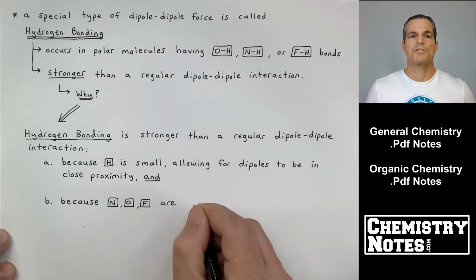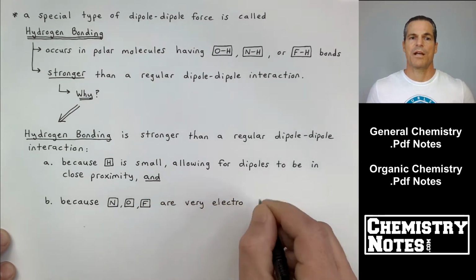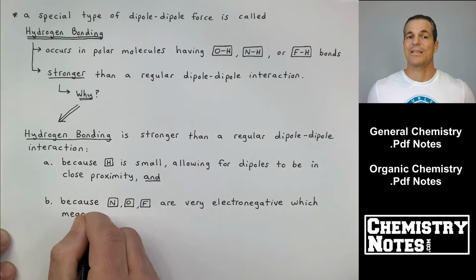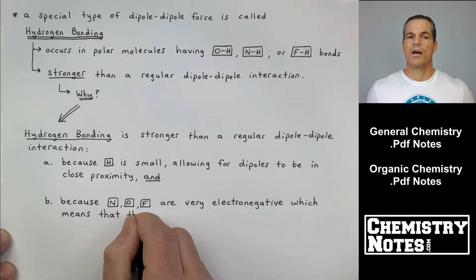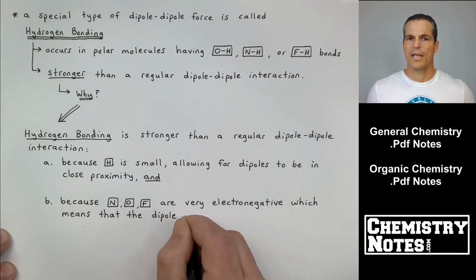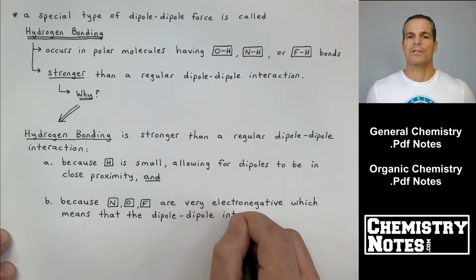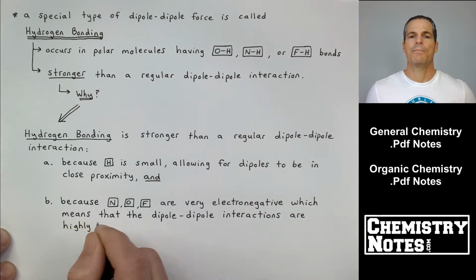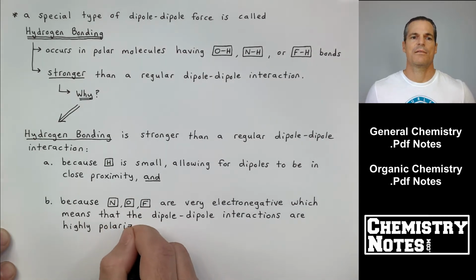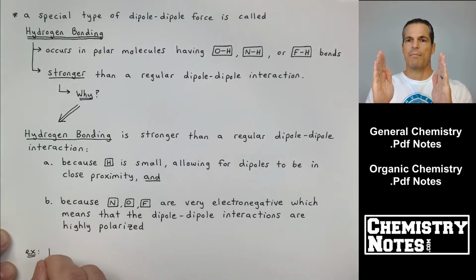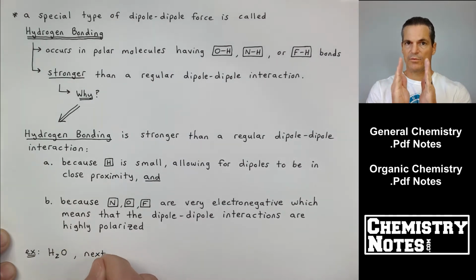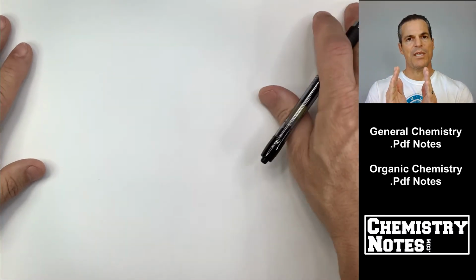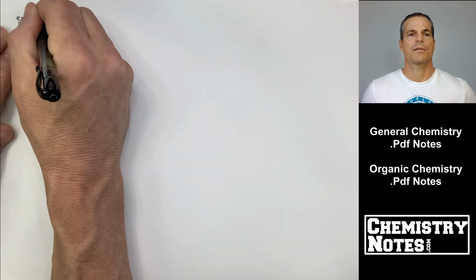So let's break this down. Hydrogen bonding is stronger than a regular dipole-dipole interaction. A, because hydrogen is small, allowing for dipoles to be in close proximity. And B, because nitrogen, oxygen, and fluorine are so very electronegative, the dipole-dipole interactions are going to be that much stronger. The dipole-dipole interactions are highly polarized. So the magnet example is a good one. The magnet gets closer, stronger interaction between the two. If the magnets are highly polarized, again, that would be B, stronger polarity, stronger interaction.